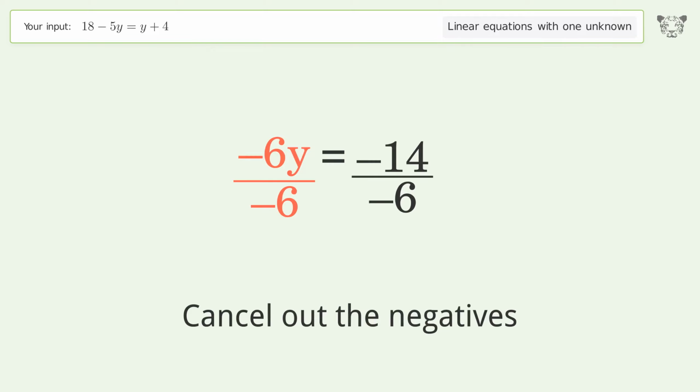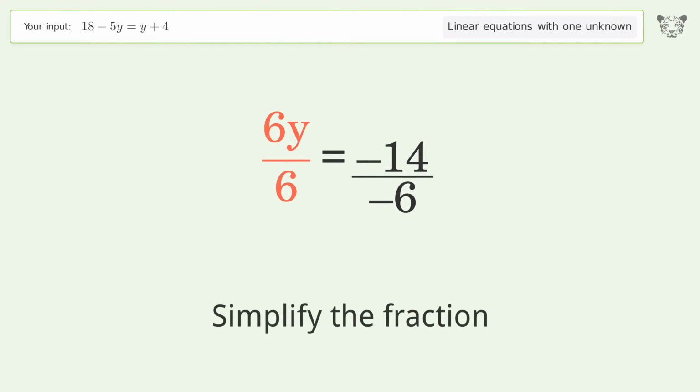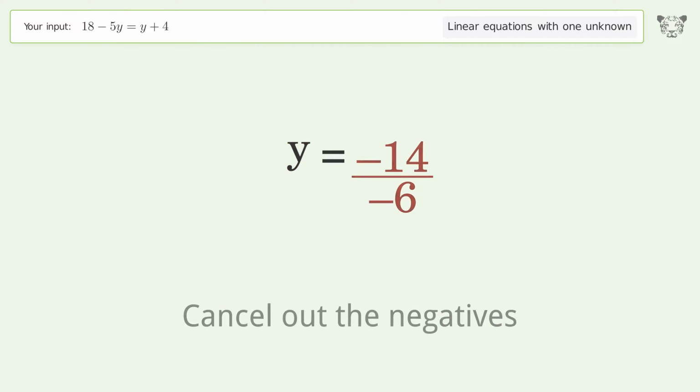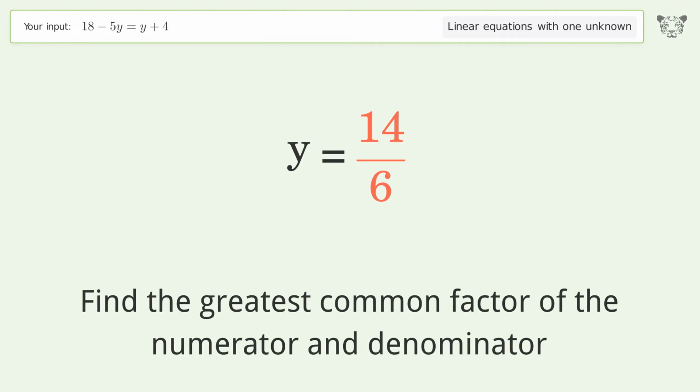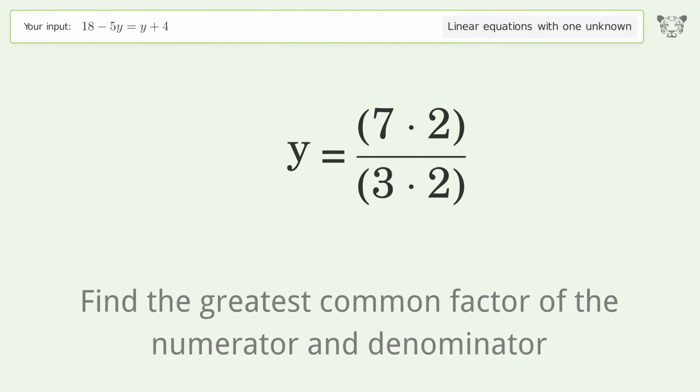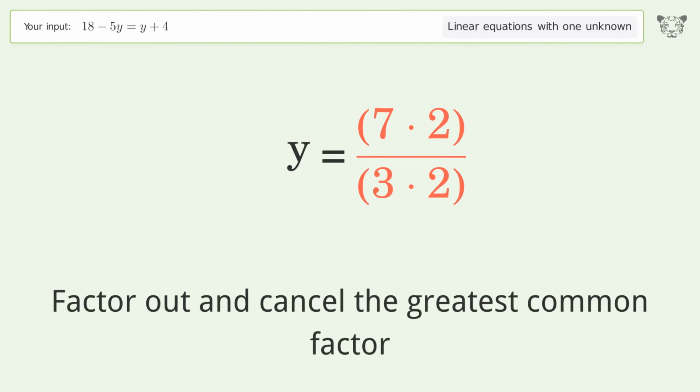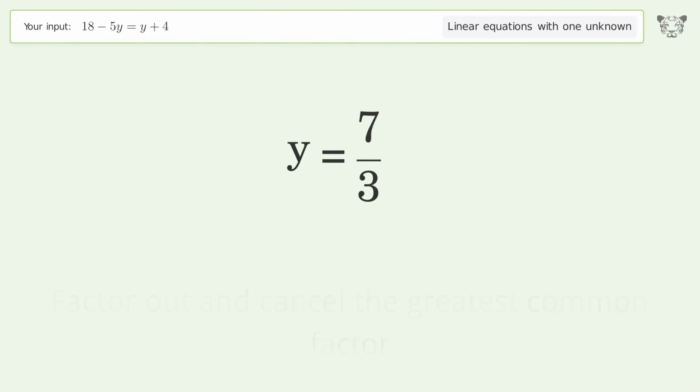Cancel out the negatives. Simplify the fraction. Cancel out the negatives. Find the greatest common factor of the numerator and denominator. Factor out and cancel the greatest common factor. And so the final result is y equals 7/3.